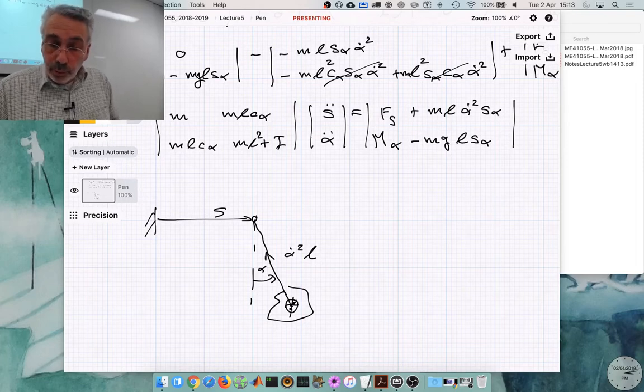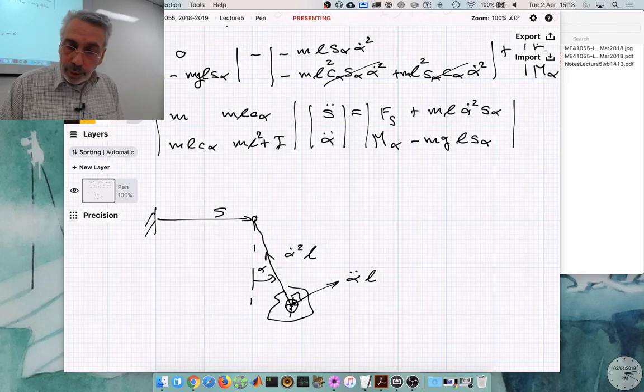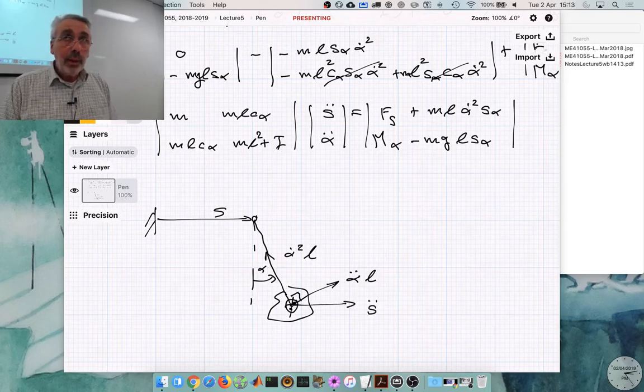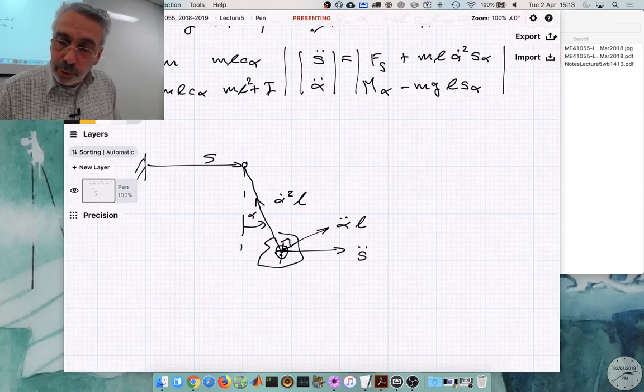Moreover, you could say, well, why not draw all the accelerations in there? Then this should be alpha double dot times L, perpendicular to this one. And if this is moving with S double dot, then this should be S double dot. So now we have all these accelerations, and now we can do the game of D'Alembert and say, then apparently the forces are mass times this acceleration with a minus sign. So we can make like a force diagram out of this.